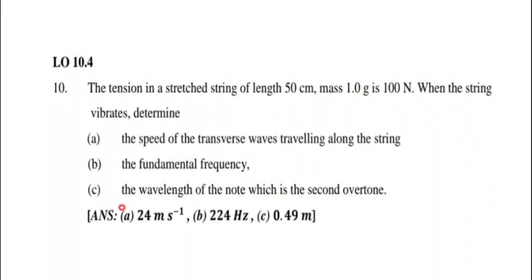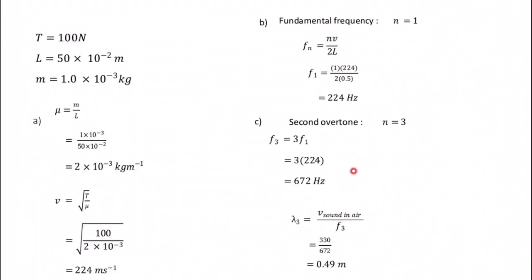So for question C, find the wavelength of the note which is the second overtone. Second overtone which means n equal to 3. Firstly we have to find the frequency for 3 by using this formula. F3 equal to 3F1. So we substitute the F1 that we already find, and we get the 672 Hz.